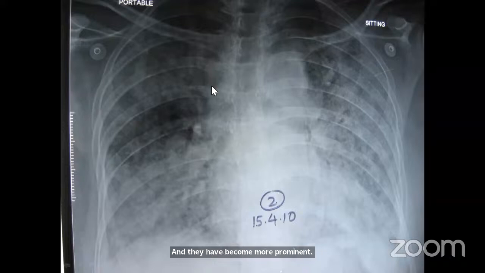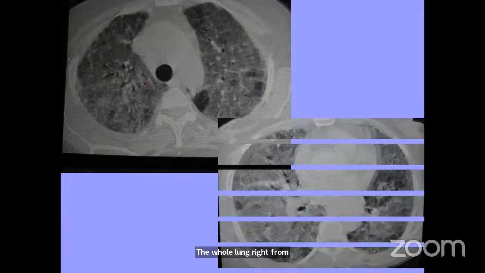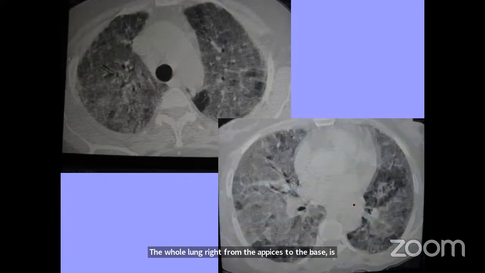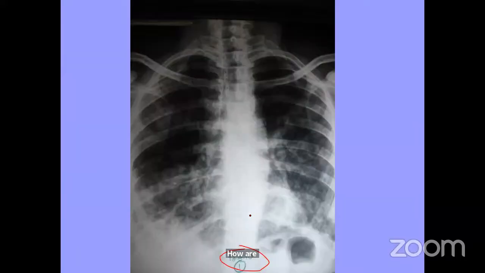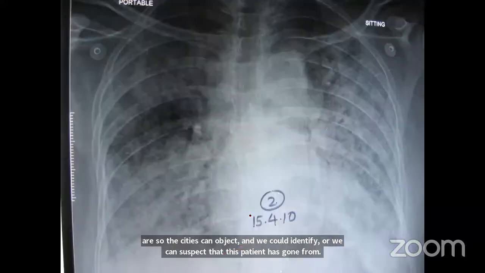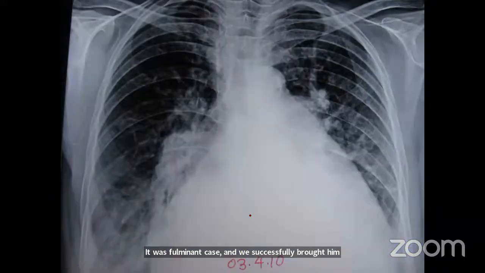And a CT scan would show that the whole lung, right from the apices to the base, is involved with consolidation, as you can see here. So this was a case of vasculitis, granulomatosis. The CT scan was done urgently, and we could suspect that this patient had gone from these X-ray findings to this within 2 days. It was a fulminant case, and we successfully brought him out.